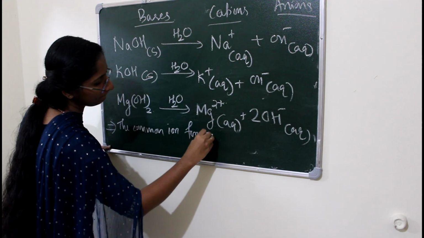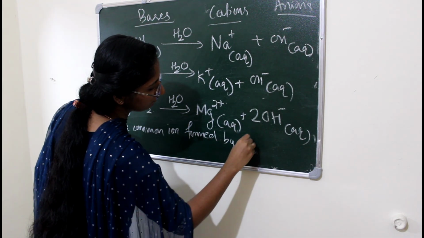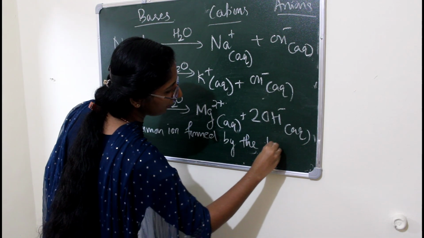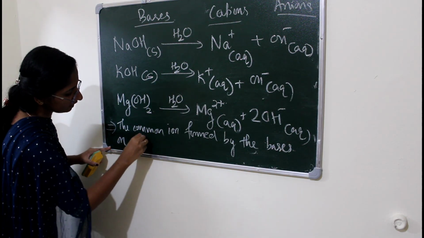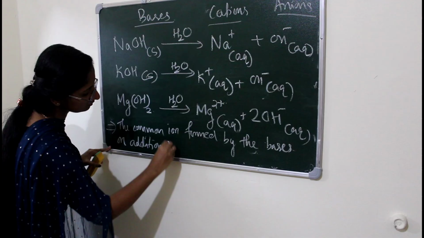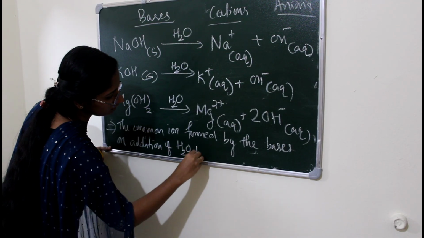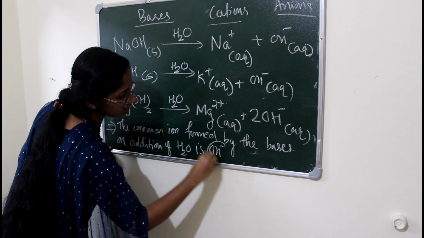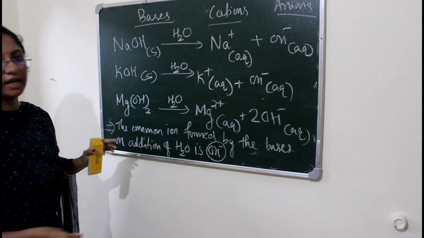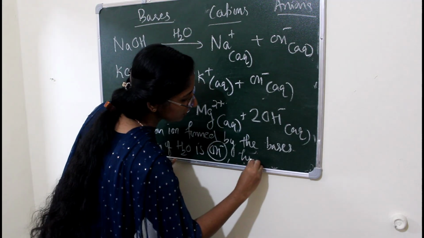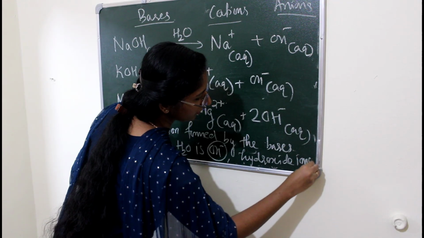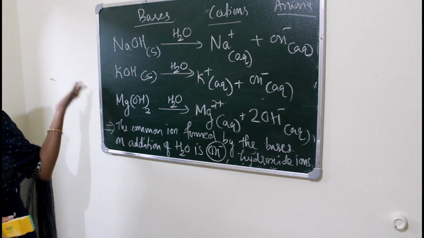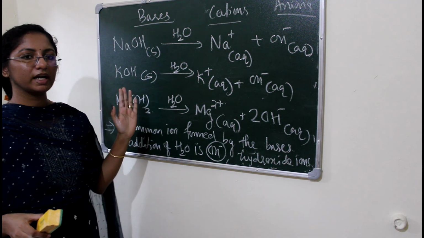Okay, so we can say that the common ion formed by the bases on addition of water is what? OH minus ions, hydroxide ions. Okay, hydroxide ions. So we can say that in acids the common ion is what?